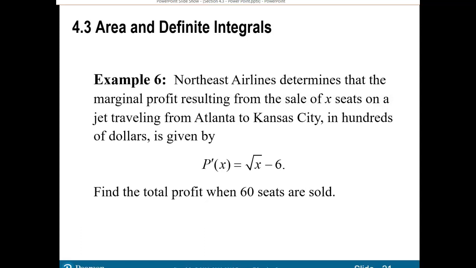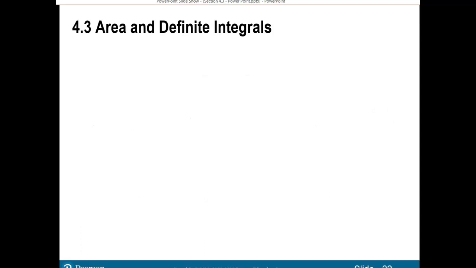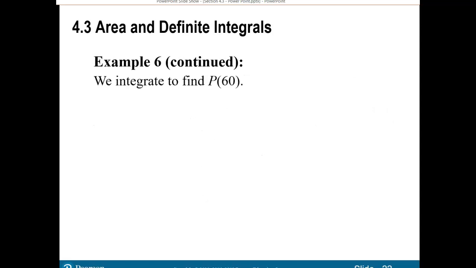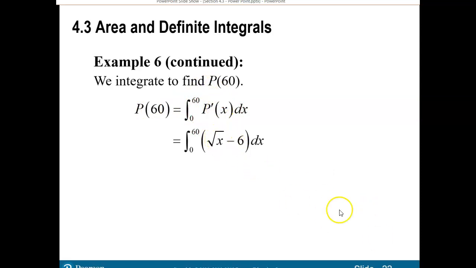So if we're given the marginal, the derivative, we're going back to finding profit, meaning we're going to have to work backwards and use an antiderivative. So we're going to integrate to find our P of 60. The profit for the x value of 60 is going to be our definite integral from 0 to 60 of our marginal profit. We don't have a P function to plug 60 into, so we have to find it by doing this. So our P prime was given.